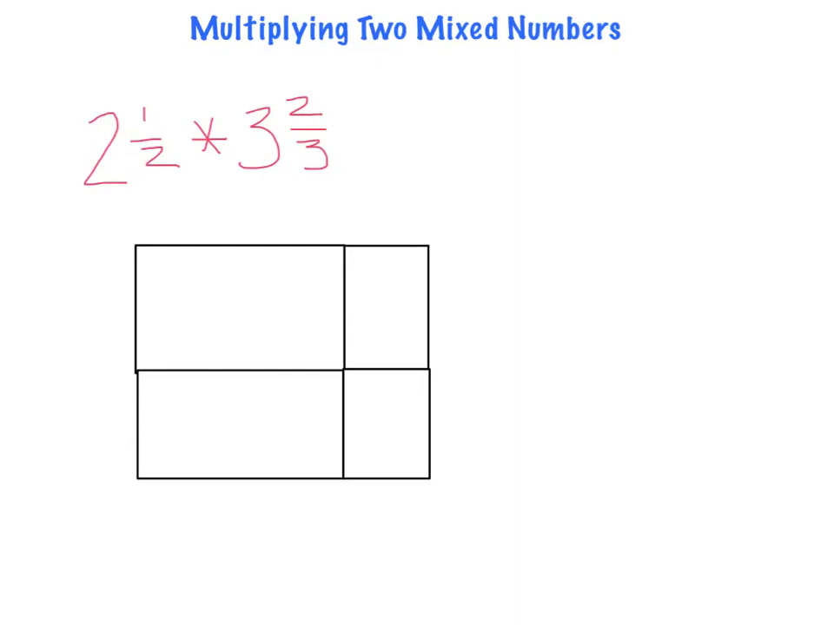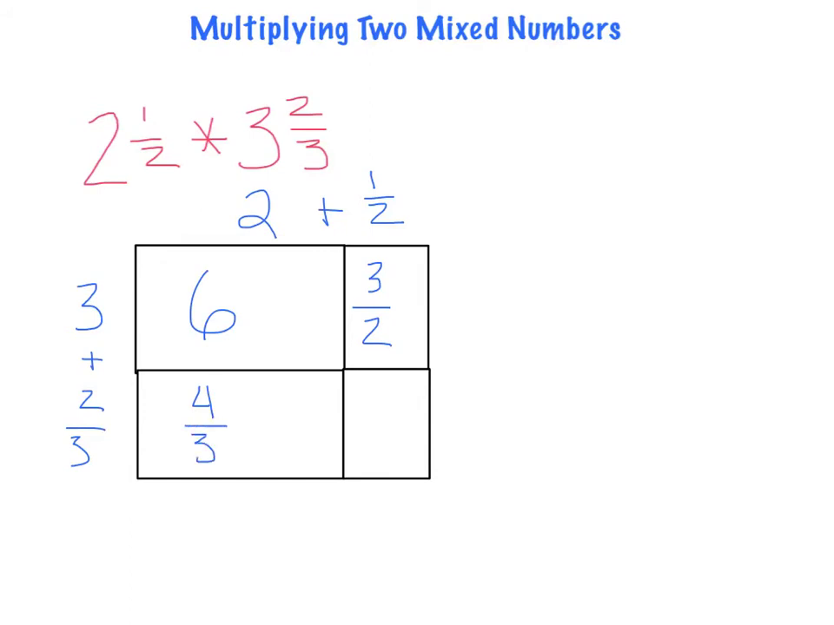So I'm going to rewrite 2 1/2 as 2 plus 1/2. And I'm going to rewrite 3 2/3 as 3 plus 2/3. In these boxes then I'm going to multiply all the parts together. So I'll multiply here 2 times 3, which is 6. Then I'll multiply 3 times 1/2, which is 3/2. 2 times 2/3, which is 4/3, and then 2/3 times 1/2, which is 2/6.